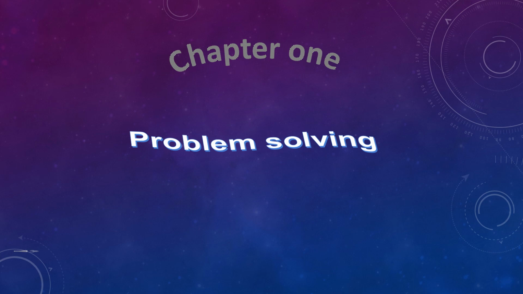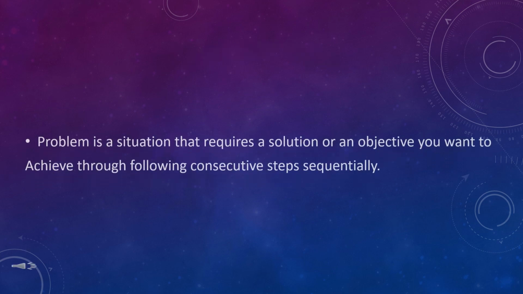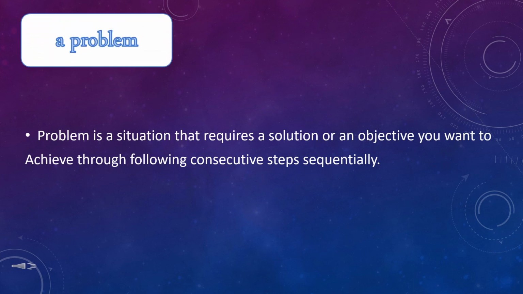Today we learn Chapter 1 that talks about problem solving. In our practical life, we find many problems, the easy ones and the difficult ones. Let's find out what a problem is. A problem is a situation that requires a solution, or an objective you want to achieve by following consecutive steps sequentially.